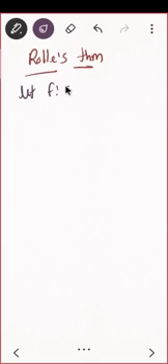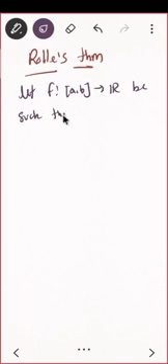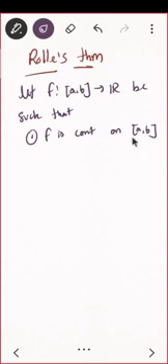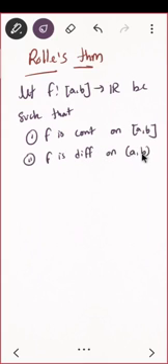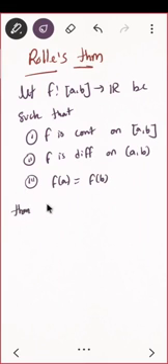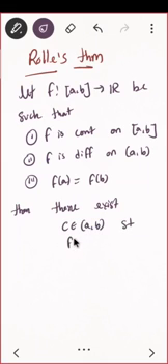Let f be a function from the closed interval [a, b] to R such that, first, f must be continuous, that is, f is continuous on the closed interval [a, b]. Second, f is differentiable on the open interval (a, b). And third, if f(a) is the same as f(b), then there exists a point c which belongs to (a, b) such that f'(c) is 0.